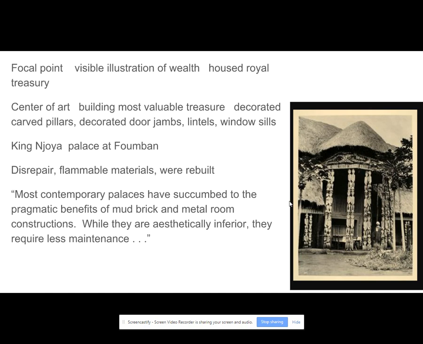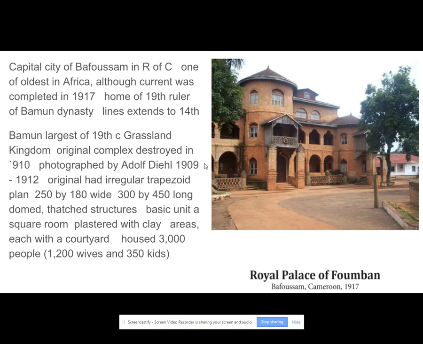The most contemporary of these palaces have succumbed to the pragmatic benefits of mud brick and metal roof constructions. While the modern versions are aesthetically inferior, they required less maintenance. Capital city of Bafoussam in Republic of Cameroon. It is one of the oldest in Africa, although the current building was completed in 1917. It became home of the 19th ruler of the Bamoun dynasty, and the lines extend back to the 14th century.